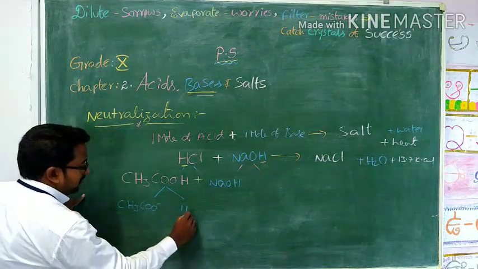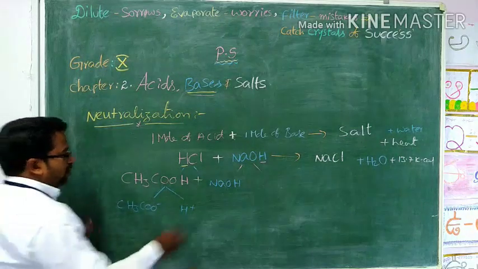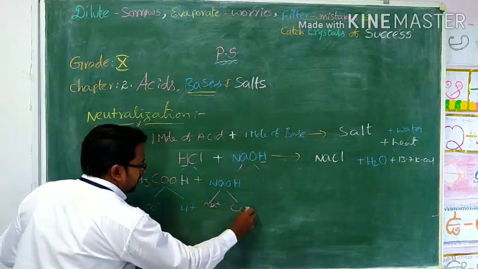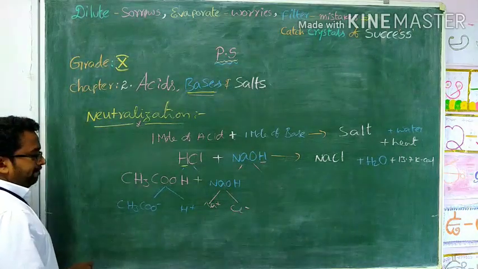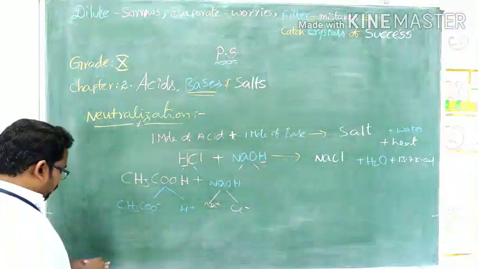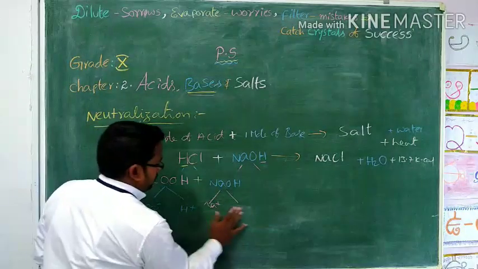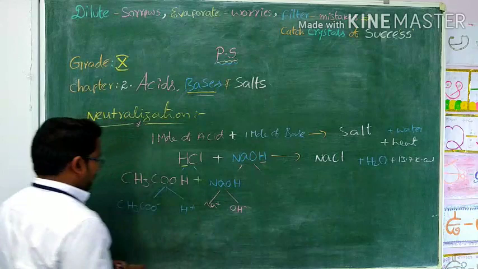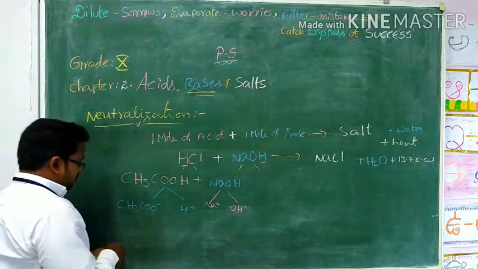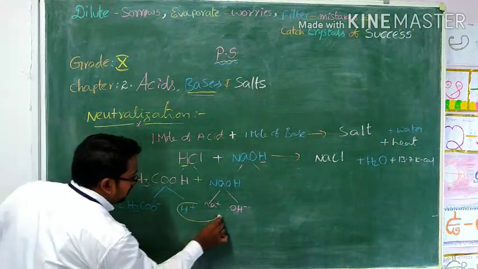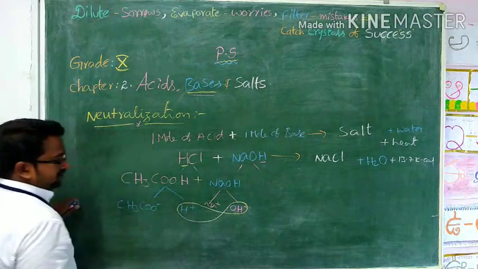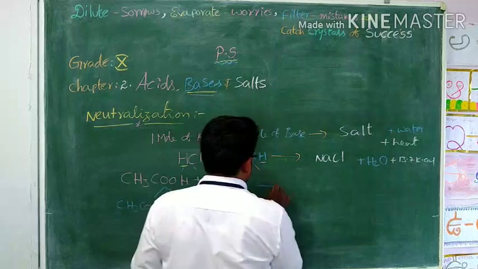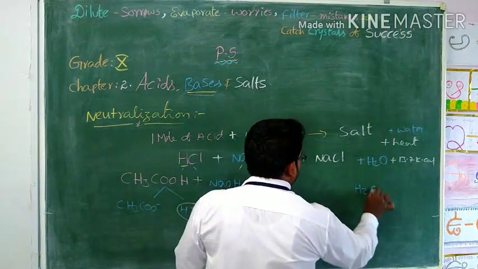CH3COO minus and H plus will form. What about this one? Na plus and Cl minus will form. Okay. First, what happened? This H plus and OH minus will combine with each other, 2 H's and 1 oxygen. So, water is formed.